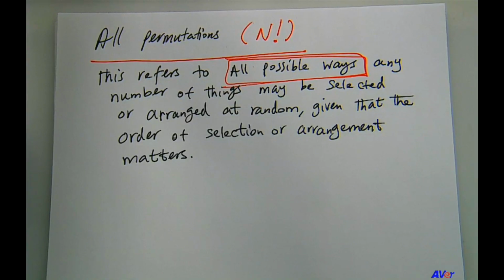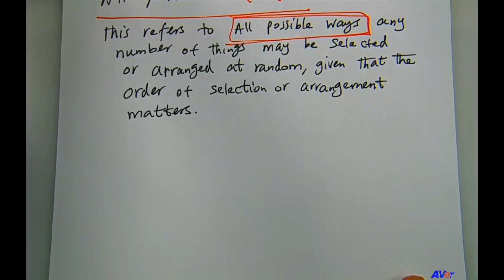Say 8 people, that would be 8 factorial. 10 people, 10 factorial. Those are all permutations, all possible ways things can be arranged along a row or a line if order matters. Okay, so let's see an example, or a few examples.